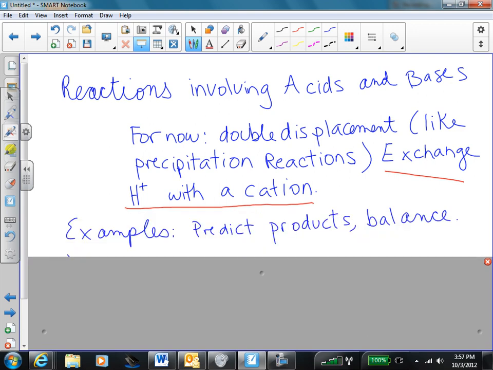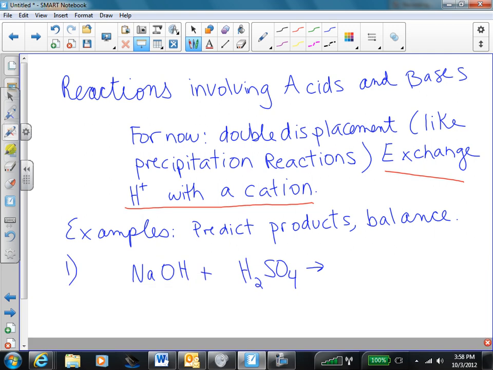All right, so we'll start with an example. We're going to just predict products and balance. Right now, we do them exactly like we did the precipitation reactions. The first step is to figure out your charges. Na is +1, hydroxide is -1, H is a +1 charge. Hopefully you recognize SO4 sulfate, -2 charge.